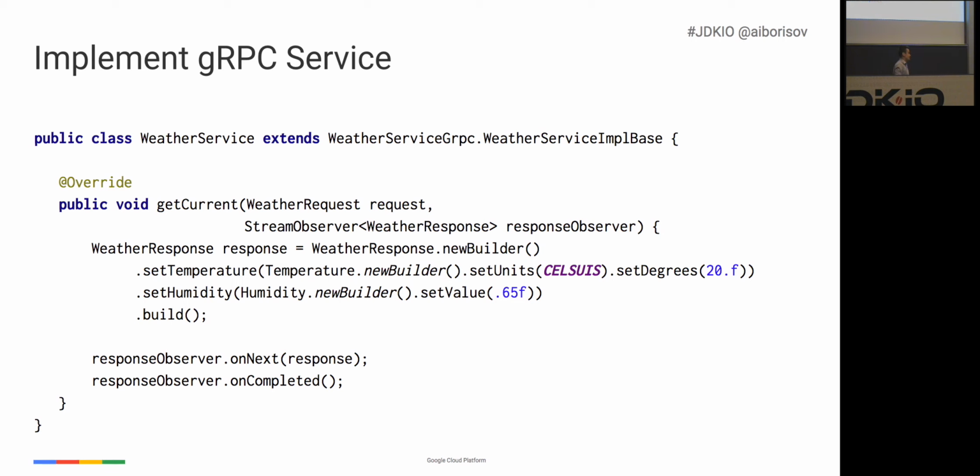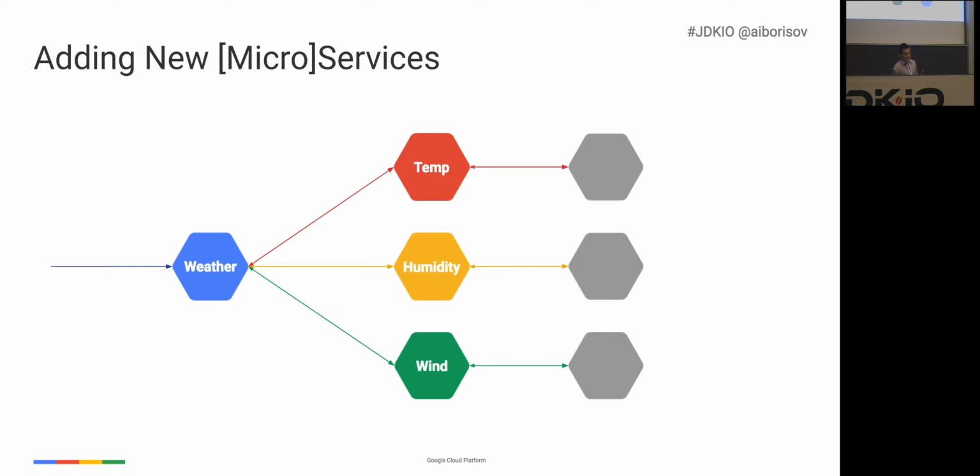In real life, your microservices have what? Most likely, they have downstream dependencies. You call other microservices, you call data storage, you call other endpoints. Your weather service can call temperature service, humidity service, and wind service, and these services can call other services and so forth. Let's have service definitions for these services as well.